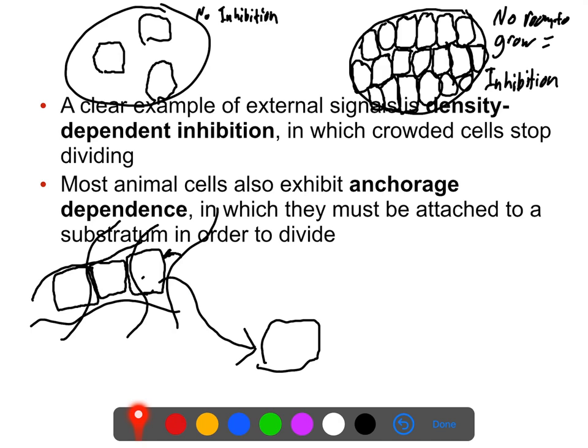Right? Cancer, by definition, will continue growing even if there's no room to grow. That's why cancer grows into a lump. That's what happens when you have a big clump of cells that keeps growing despite the fact that there's no room for it to grow. It just pushes everything outwards. So cancer cells have to have lost density-dependent inhibition. They don't stop growing when they run into other cells.